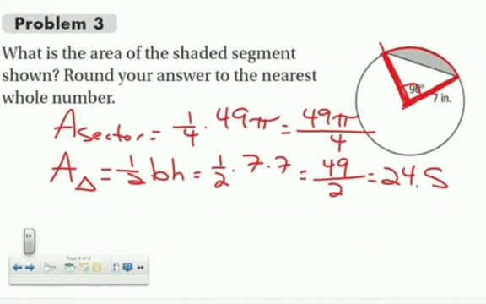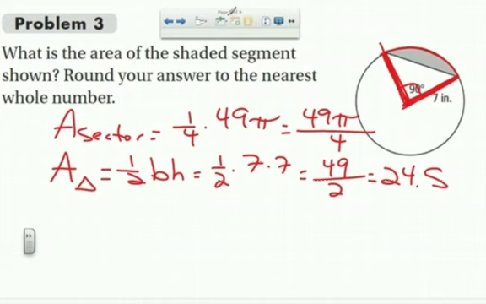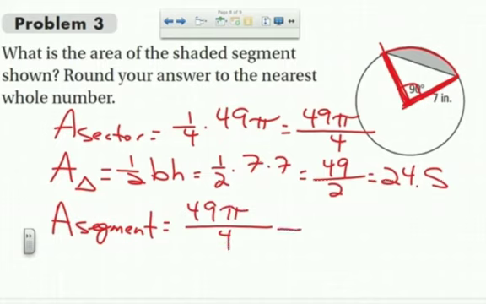Because in the end, what you're doing in order to find your bottom line answer is, in your calculator, the area of the segment is 49 pi over 4 minus 24.5. It's just keystrokes. You guys are looking at it like it's crazy stuff. Okay, it's a little bit crazy stuff, but it's just typing stuff in your calculator.